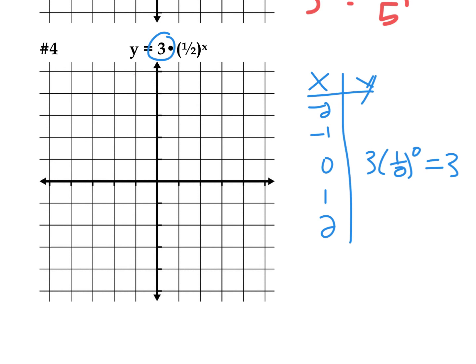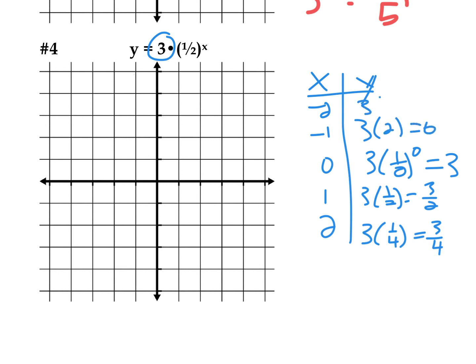When I plug in a 1, it'd be 3 times 1/2, so that'd be 3/2. And when I square it, I have 3 times 1/4, so that's 3/4. When I plug in a negative 1, that's 3 times 2 over 1, because I'd have the reciprocal of 1/2, so 3 times 2, which is 6, and I have 3 times 4, which is 12.